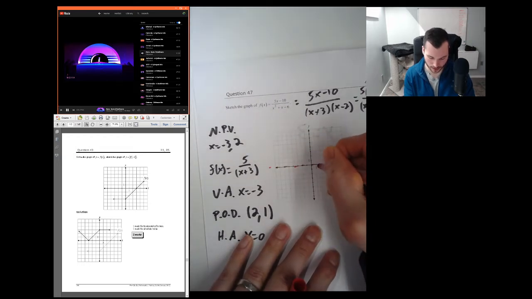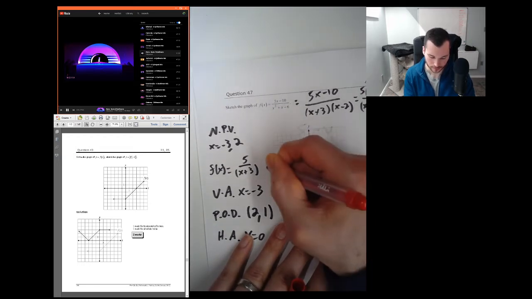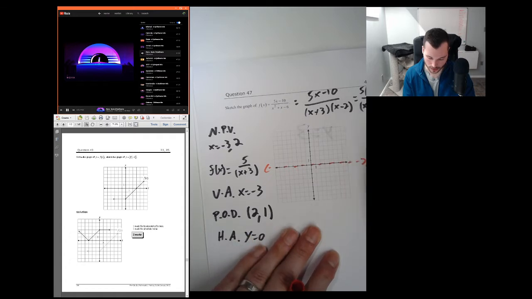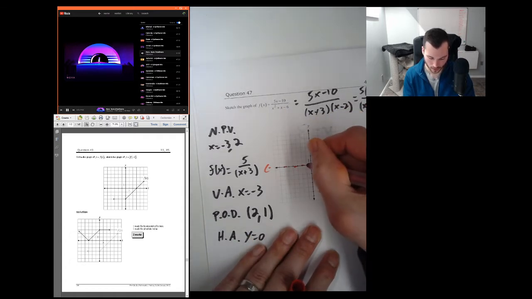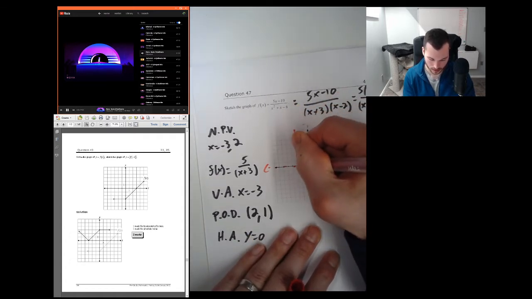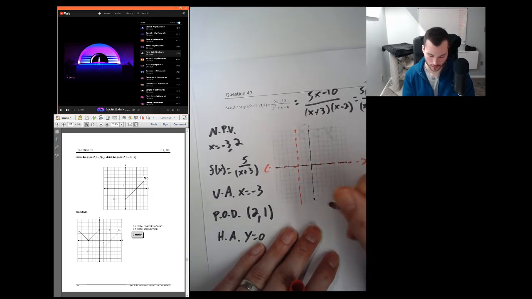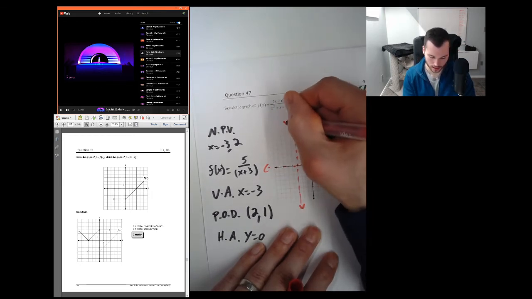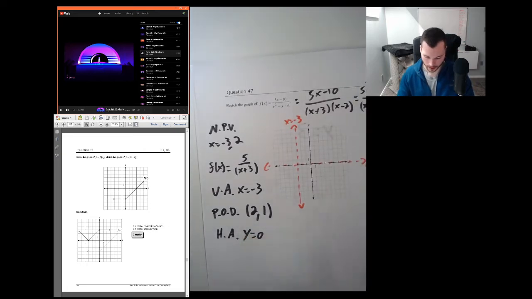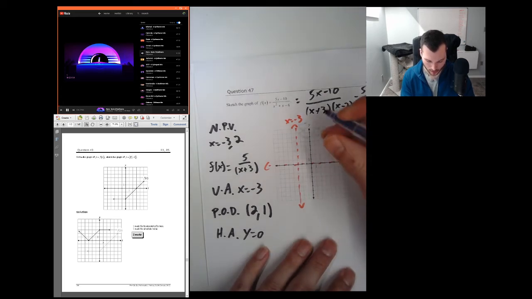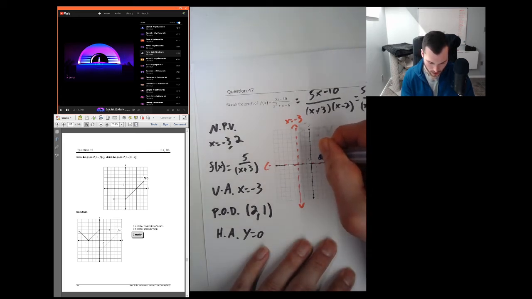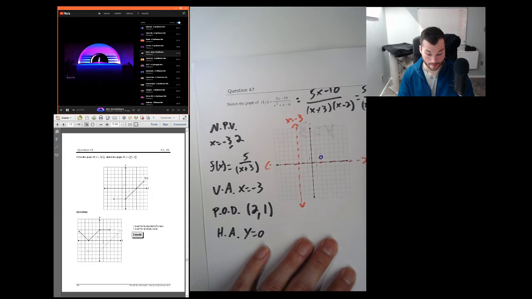This one, I will try not to screw up. Y equals 0. 1, 2, 3. We got this one to be x equals -3. We got a POD, or a point of discontinuity, at 2, 1. That will make it right. There. That's all we got.